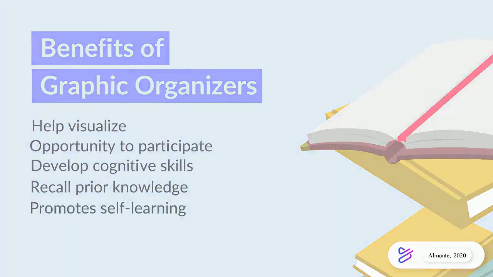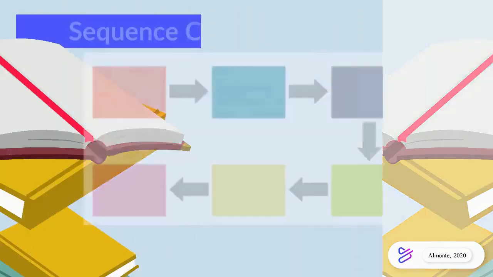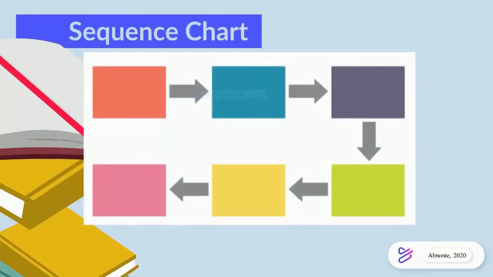A sequence graphic organizer is a tool that helps visualize the order of steps of a process or a timeline of events, etc. It can also be used for note-taking, lesson planning, and essay writing. How to use it? Step 1. Identify the steps in the process or event. Step 2. Using a sequence chart, arrange the steps in sequential order.